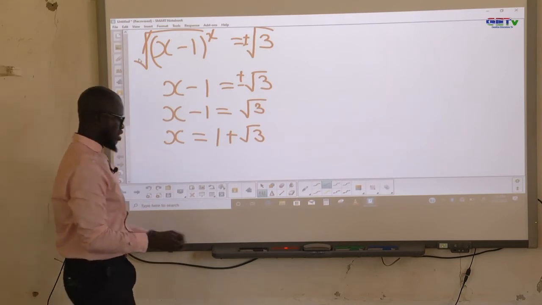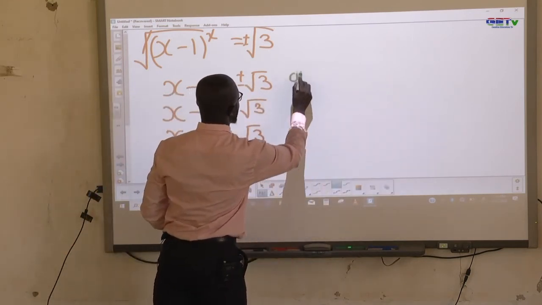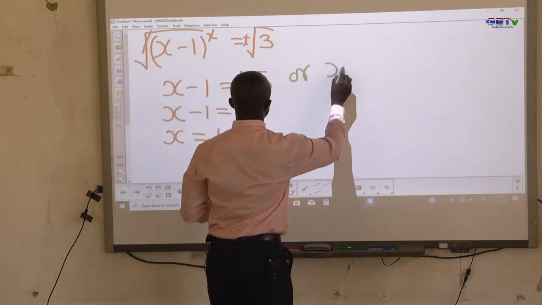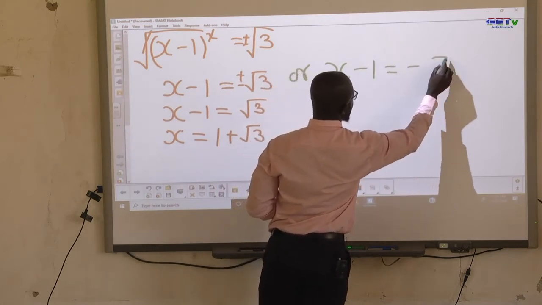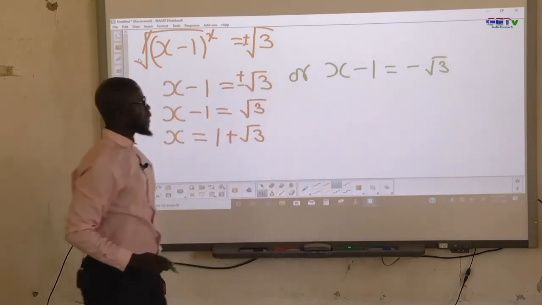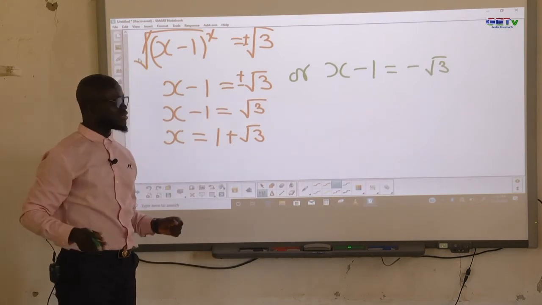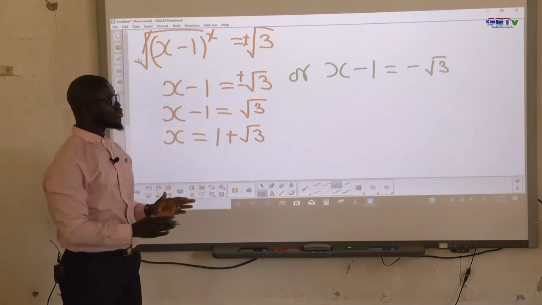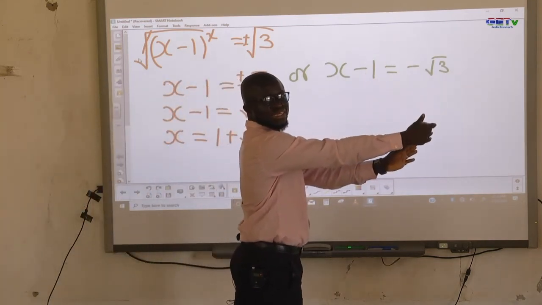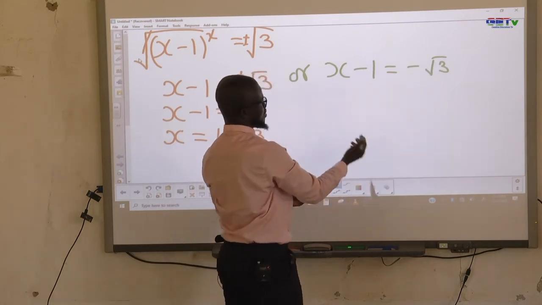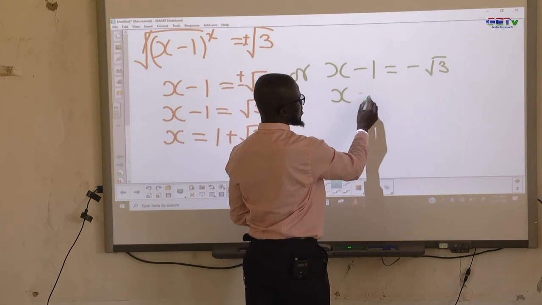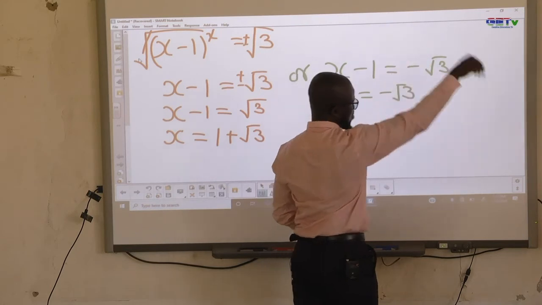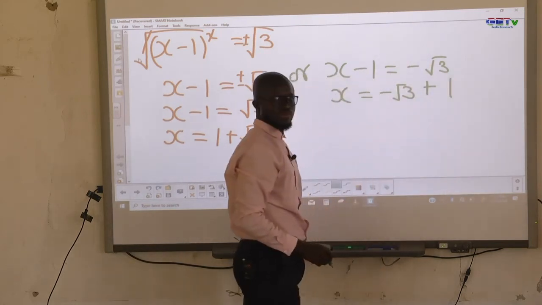For this, remember, it's a quadratic expression. We need two values that could satisfy the expression. We can also have x minus 1 equals to the negative of root 3. Now, since we have this, what again are you going to do from that point? Remember, we collect the like terms. So we have to transpose 1 to the right hand side of the equation. x equals to negative root 3, and if you transpose this, it is going to be plus 1.